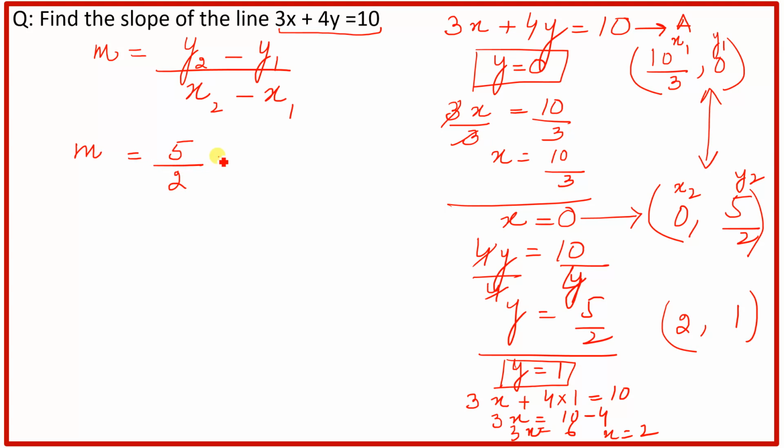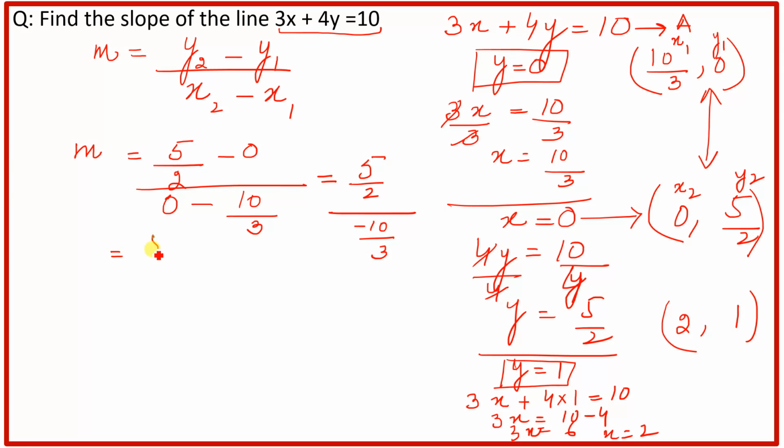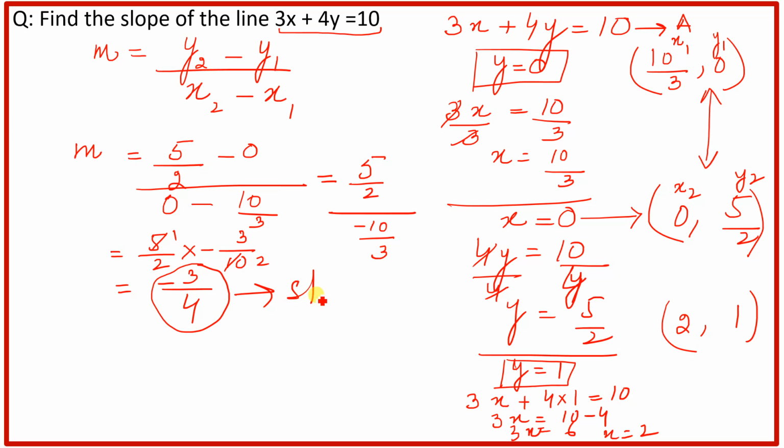See, this y2 is 5 over 2 negative 0, y1 is 0, and then divided by x2 is 0, negative x1 is 10 over 3, which is equal to, I can write down here because we do not have room, 5 over 2 divided by negative 10 over 3, and which is equal to 5 over 2 into negative 3 over 10, and it is equal to 5 one time, 5 two times, negative 3 over 4. So this negative 3 over 4 is our slope.